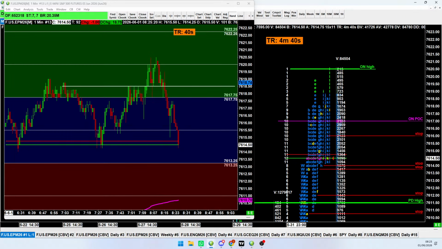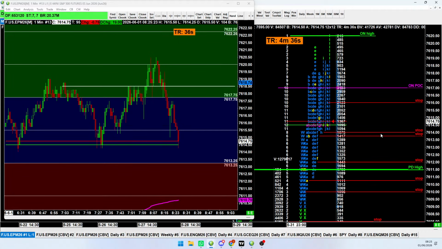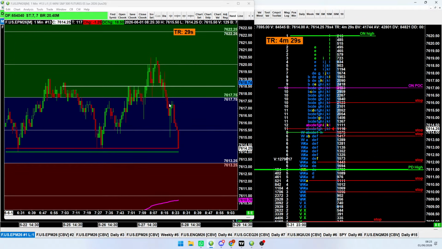Now let's see if we take out these stops here. If we can take out the 13s and the 14s, we have a chance to come down to the previous day high. So if you're short from the 16, 17 level, put some bids down here.